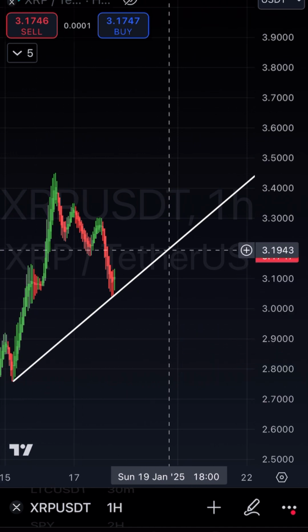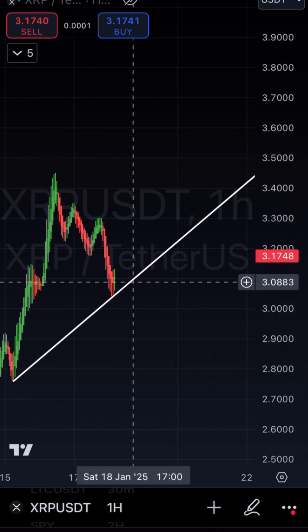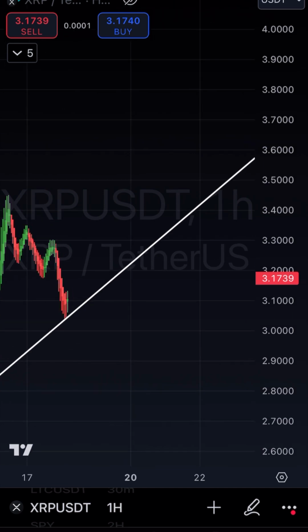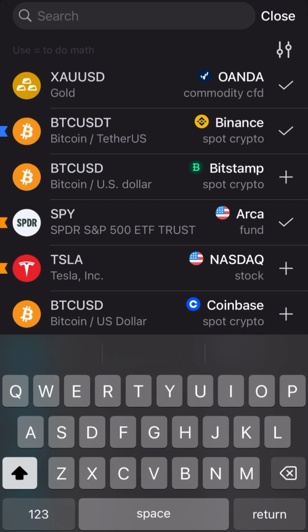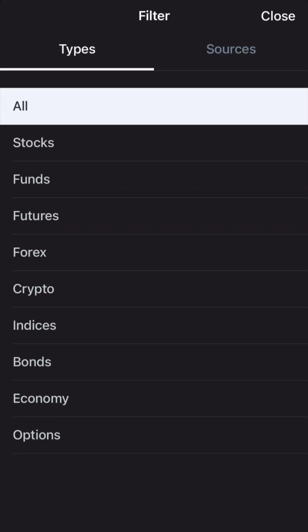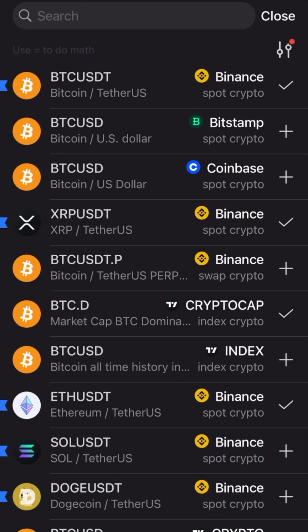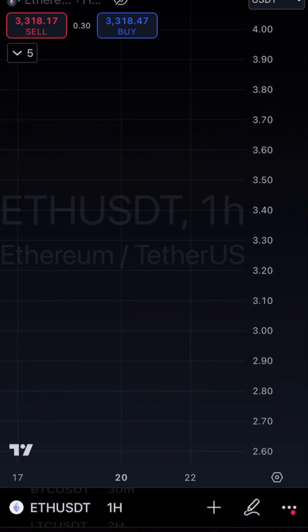I would follow this trade until it goes all the way up here, and until it breaks that trend line. That's when I would get out of the trade. So that's real easy. This is a really easy way to look at it. Let's look at one more asset in crypto. Let's look at where's it at? Ethereum.